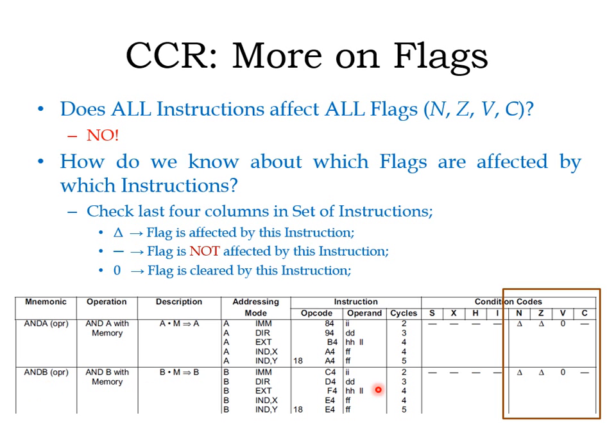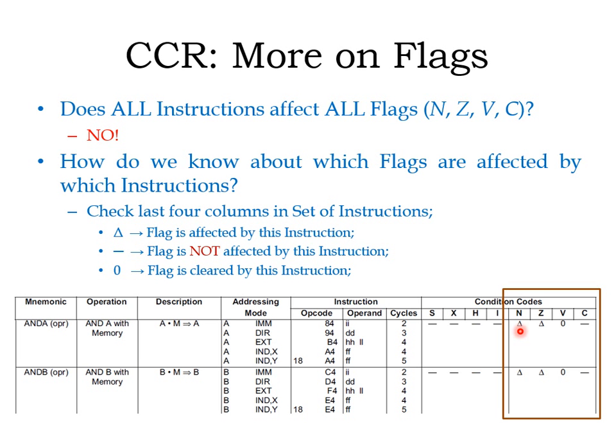If I go to the very rightmost four columns here, meaning the last four columns, look at this. These are talking about the N flag, Z flag, V flag, and C flag. So you will pretty much know how the flags are affected here. If you see a triangle symbol here, do you see there is a triangle symbol? That means this flag, the N flag, is affected by this instruction. Affected means it might be cleared, it might be set. I don't know whether it might be set or cleared, but I have to check.